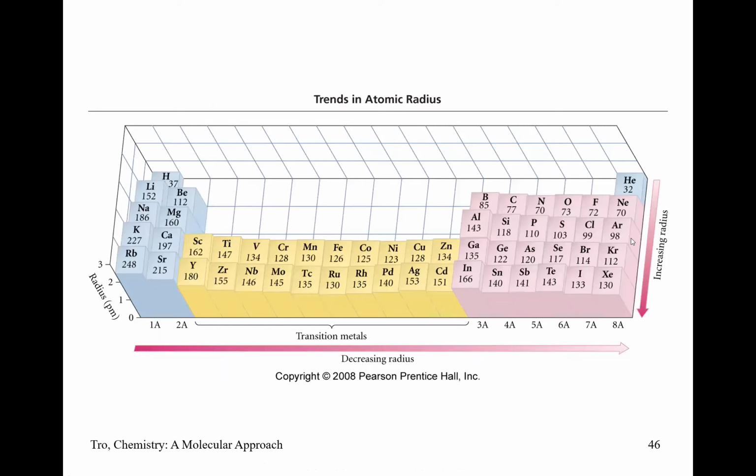All right, so here's the general trend. The most important one is the radius increases as you go down, right? And decreases as you go across, but the more important one is going down, it gets bigger.